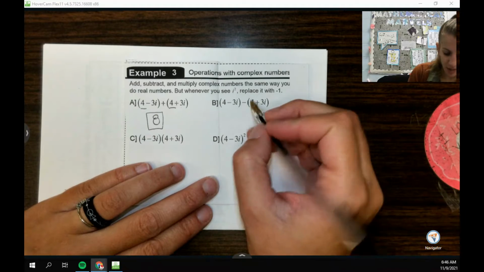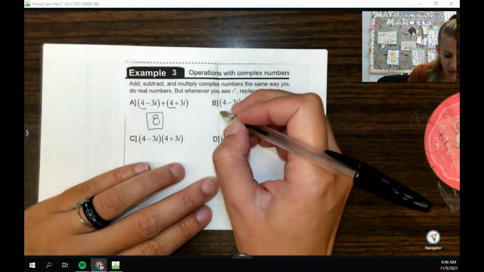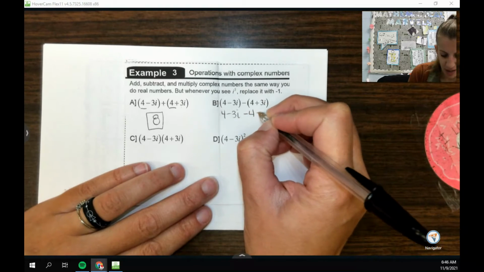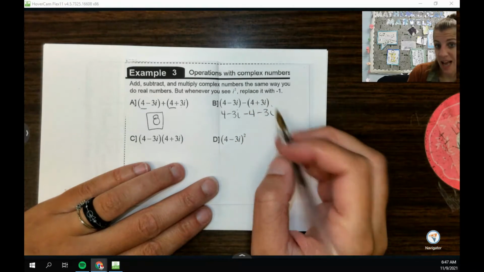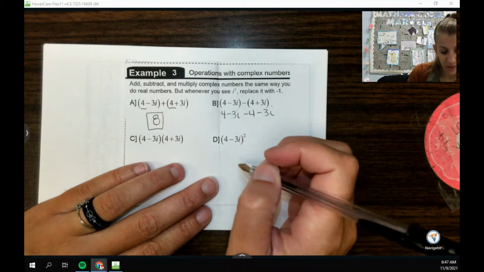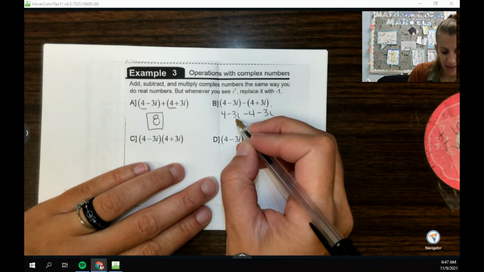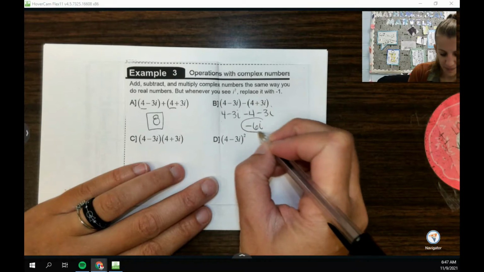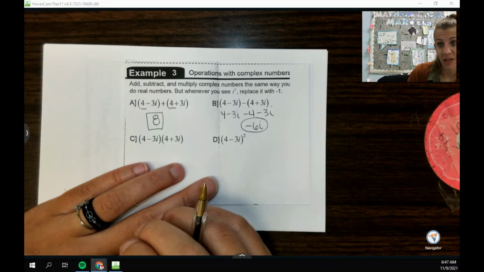For part B, we are subtracting. And so for me personally, I like to distribute the negative so that I don't forget I'm subtracting everything there. And then I just go through and combine like terms. So 4 minus 4 is 0. And then negative 3i is negative 6i. So only imaginary on that one.